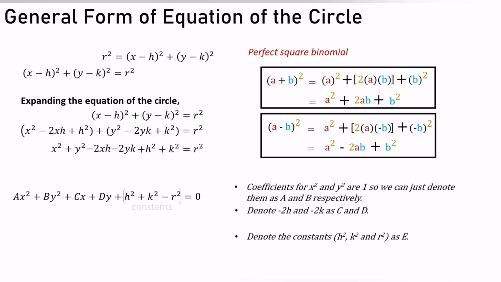So these are constants, and we denote them as e. So the final general form of the equation is now ax squared plus by squared plus cx plus dy plus e equals 0.